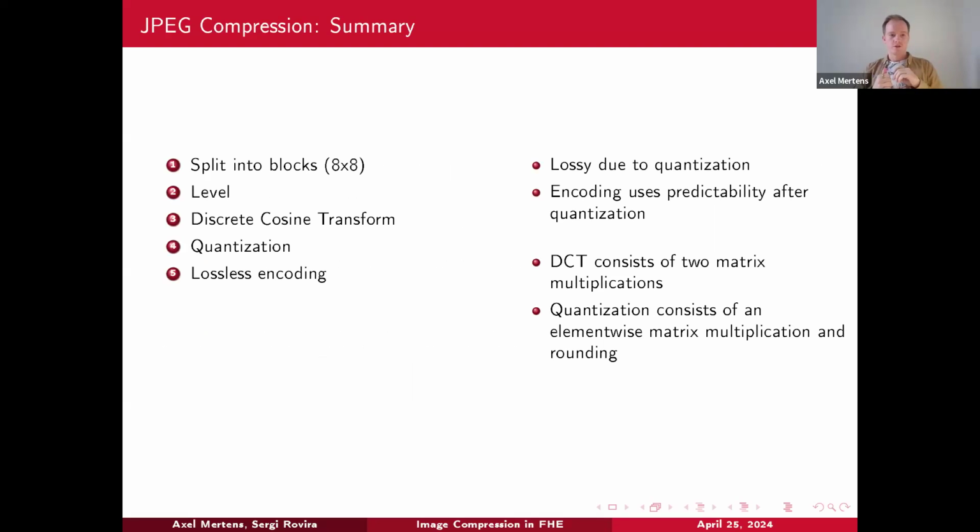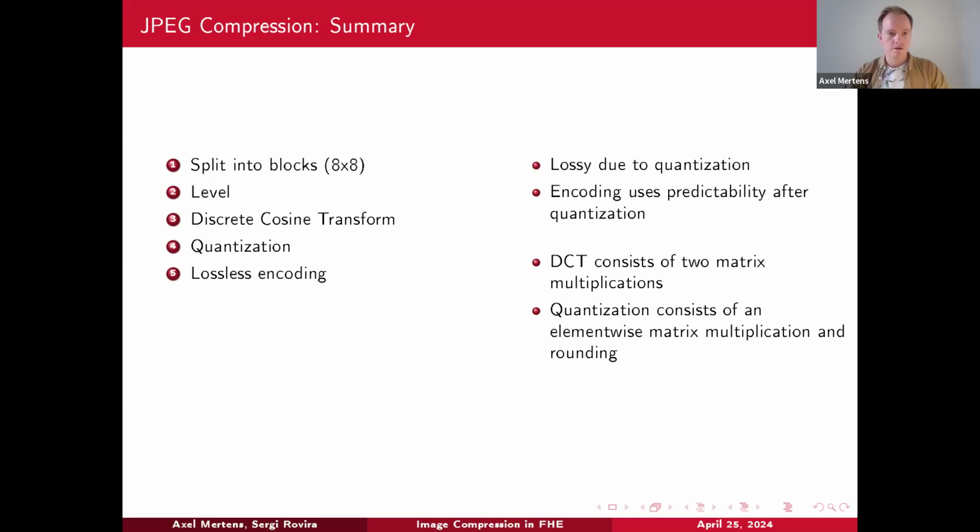So a summary of what JPEG was. We split it into 8x8 blocks. Then we level every value within these blocks. We apply the discrete cosine transform, which is just two matrix multiplications. We do the quantization, which is one element-wise matrix multiplication with rounding, which we actually wouldn't do in our scheme, but more on that later. And then the lossless encoding in the JPEG version, that would be Huffman. So why is this a lossy compression scheme? The loss happens in the quantization where we round down.